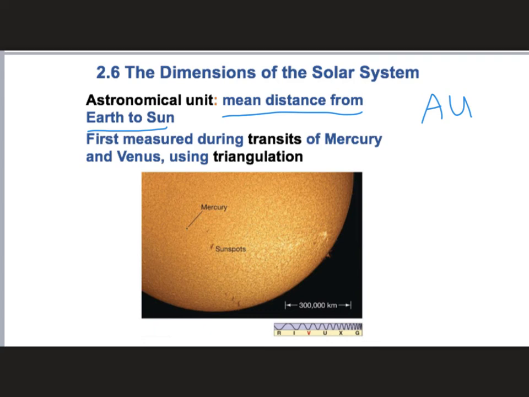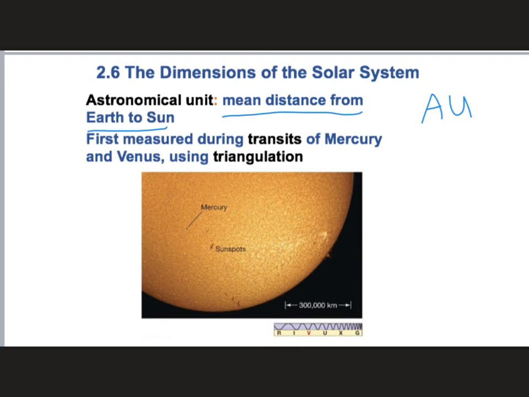Now, if I tell you that the orbit of Jupiter has a semi-major axis that is 11.9 AU long, that just means that it's 11.9 times the size of the Earth's orbit's semi-major axis. And that distance was actually first measured using transits of Mercury and Venus using triangulation. A transit is basically when a planet passes in front of the sun.